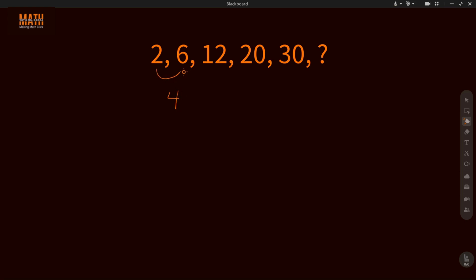That's 4. The difference between 6 and 12 is 6. The difference between 12 and 20 is 8. The difference between 20 and 30 is 10. And then the difference between 30 and the next number, since this is increasing by 2, that means it's going to be 12. And that means the next number is 42.